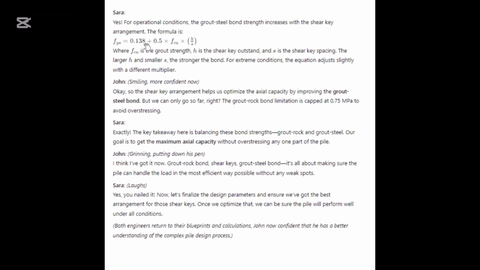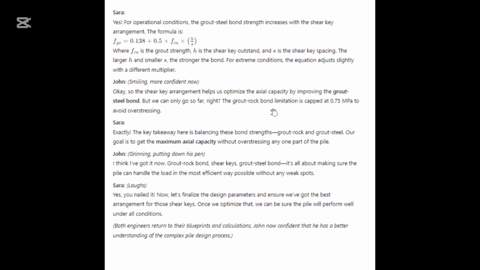Here you can see that for operational conditions, the grout steel bond strength increases with the shear key arrangements. F is the grout strength, H is the shear key outstand, S is the shear key spacing. The larger the H and the smaller the S, the stronger the bond. For extreme conditions, the equation slightly adjusts with a different multiplier. So the shear key arrangement helps us optimize axial capacity by improving the grout steel bond.